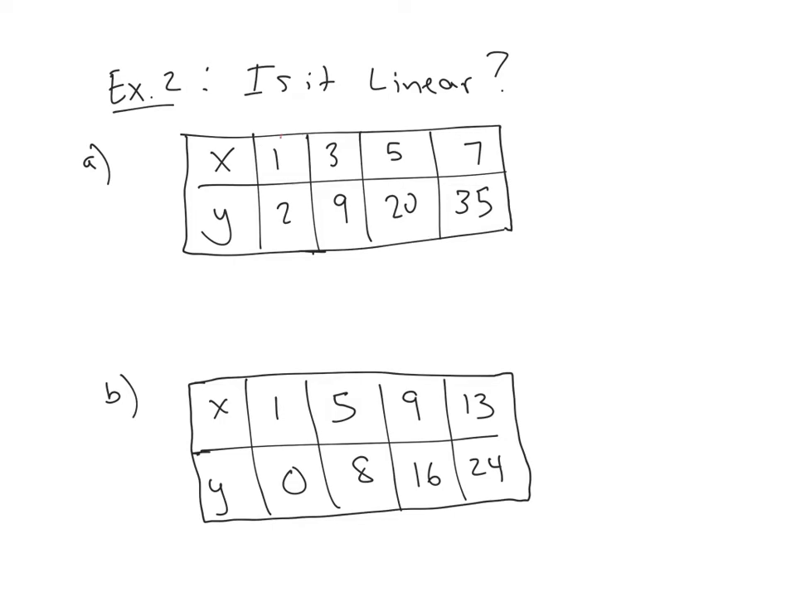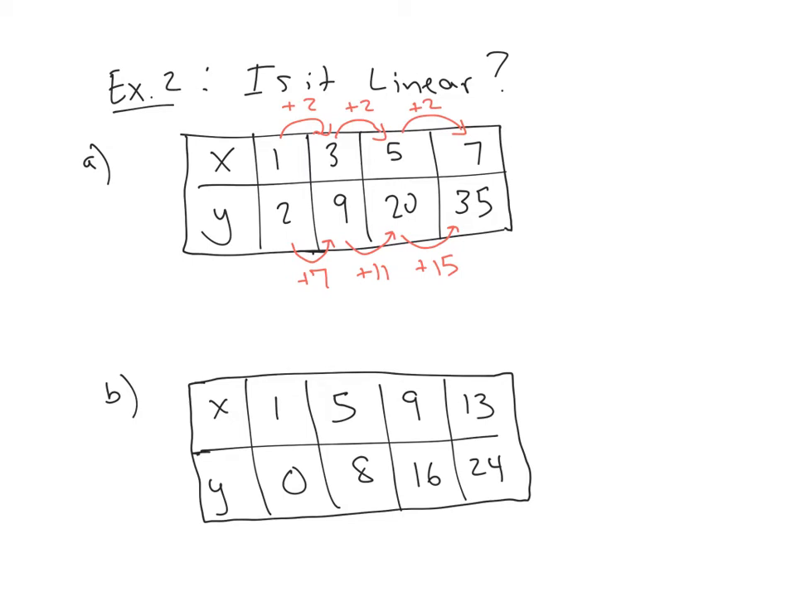So in this case, if I check my x's, I can get from my first x to my second x, 1 to 3, by adding 2. I can also get from 3 to 5 by adding 2, and I can get from 5 to 7 by adding 2. If I look at my y's, I can get from 2 to 9 by adding 7. I can get from 9 to 20 by adding 11. And I can get from 20 to 35 by adding 15.